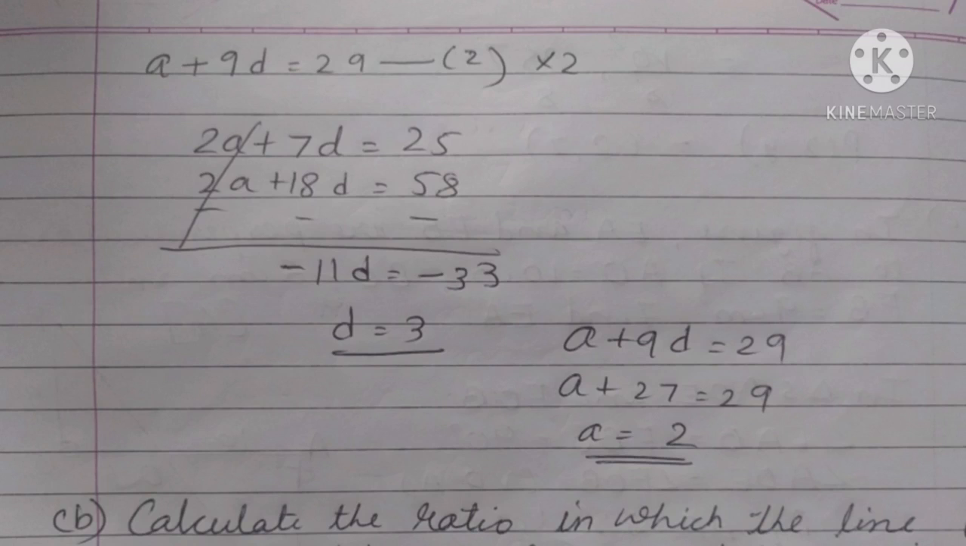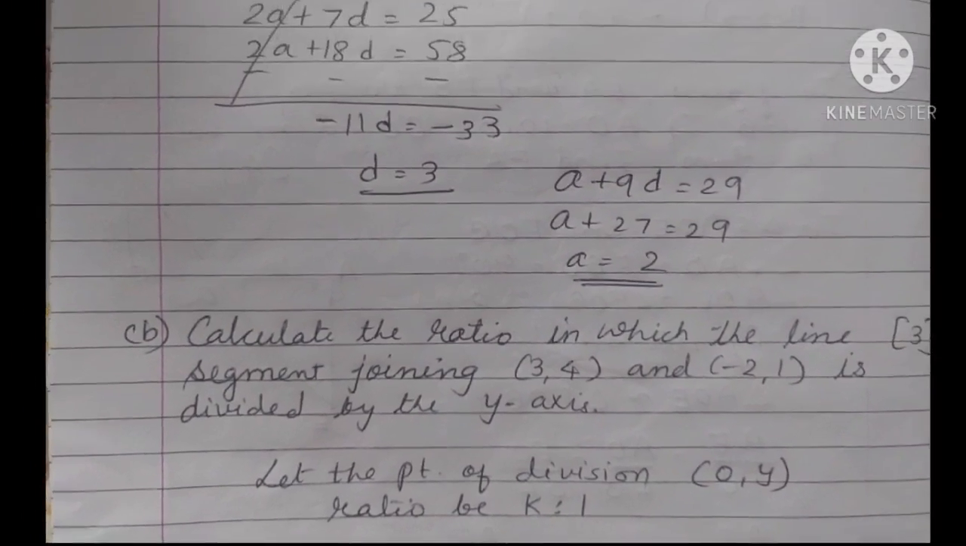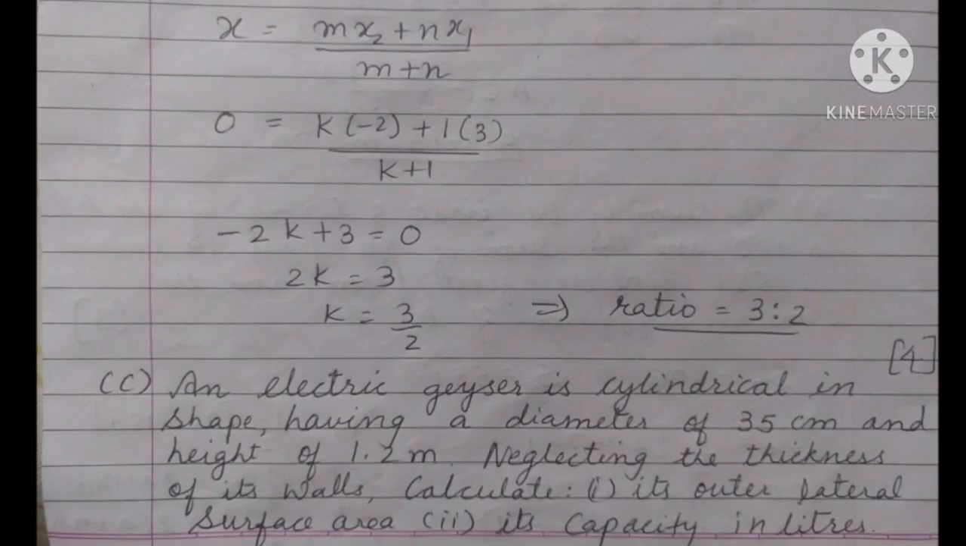Now moving on to the next question, B. Calculate the ratio in which the line segment joining (3, 4) and (-2, 1) is divided by the y-axis. Let the point of division be (0, y) and the ratio be k:1. Why is the division point (0, y)? Because it is divided by the y-axis, it means the point lies on the y-axis. Now by using our x coordinate formula of division, we can find out the answer. x is equal to (mx2 + nx1) upon (m + n).